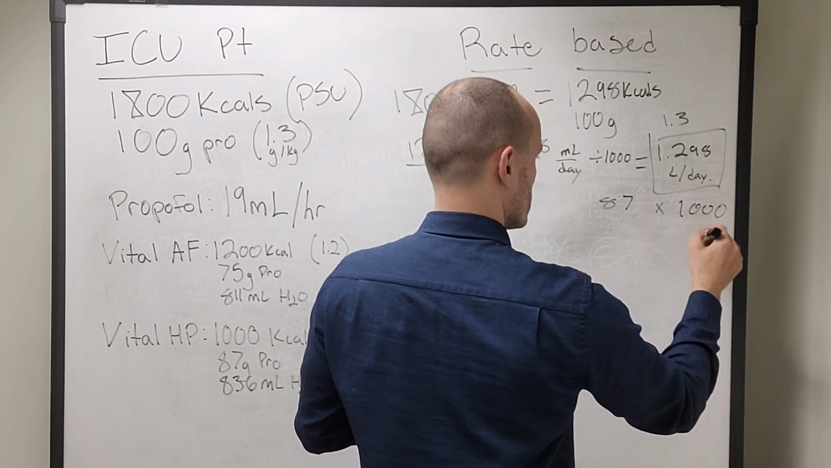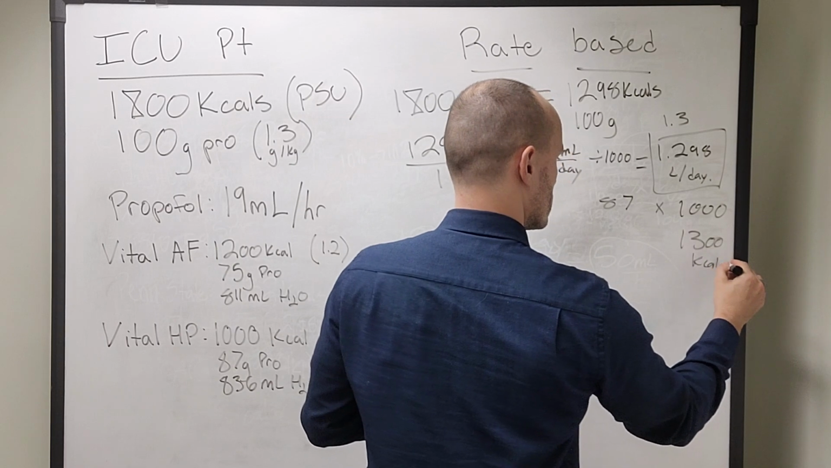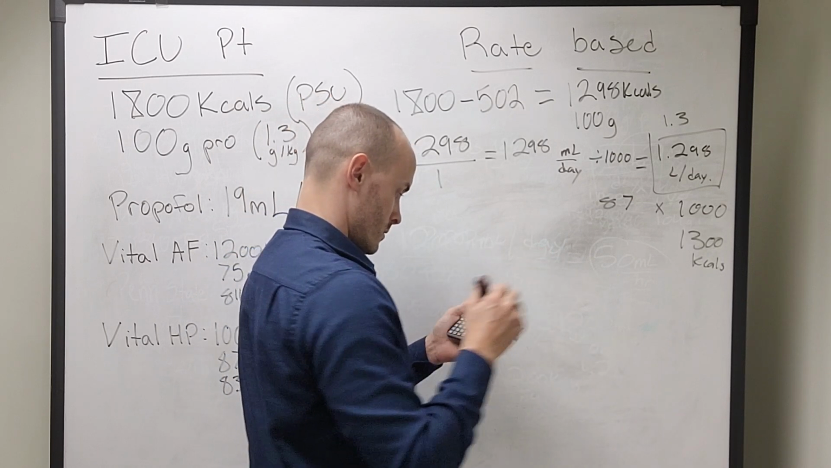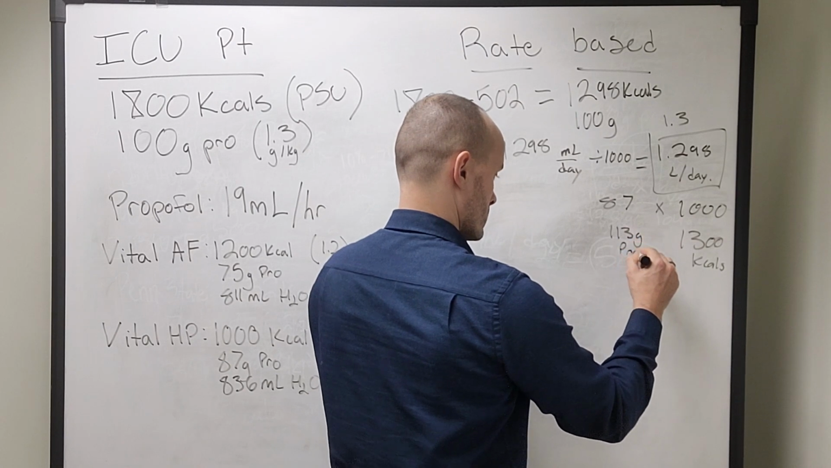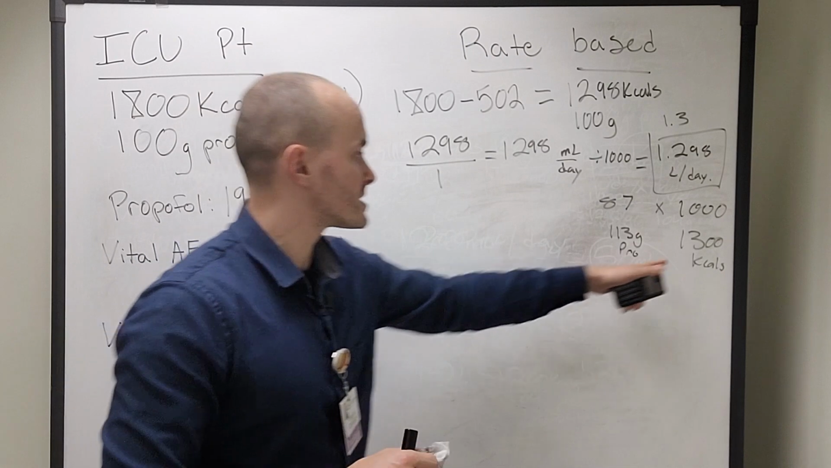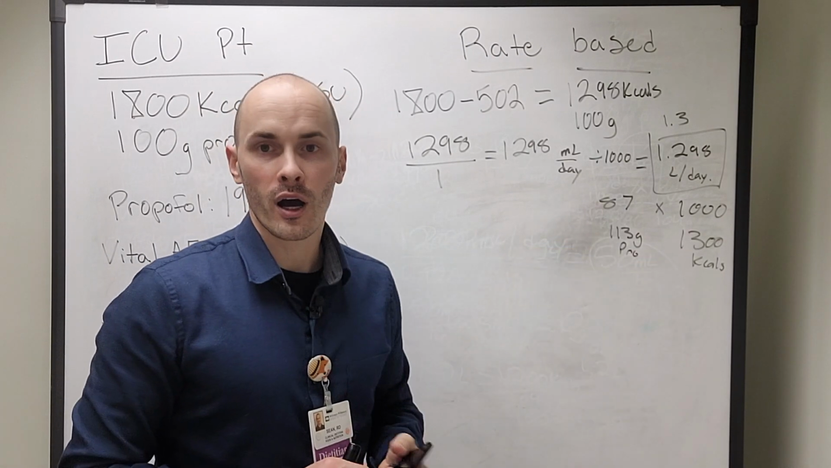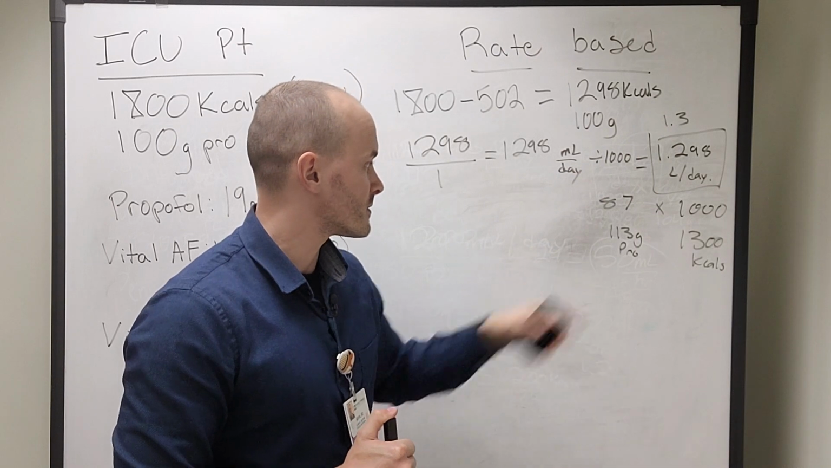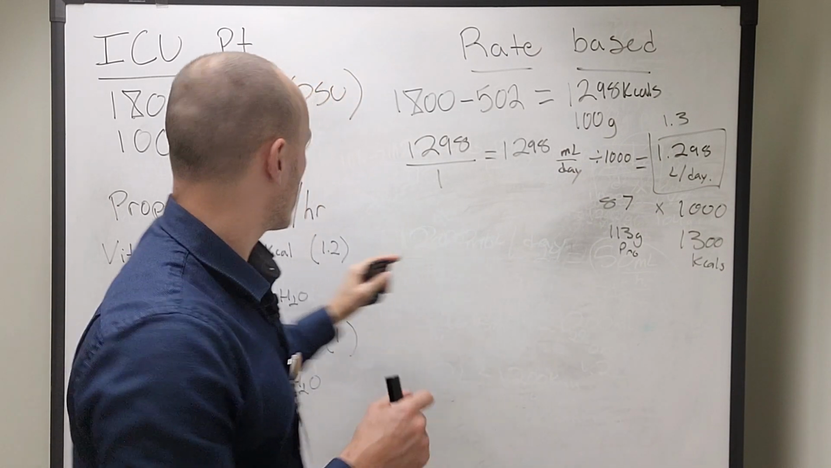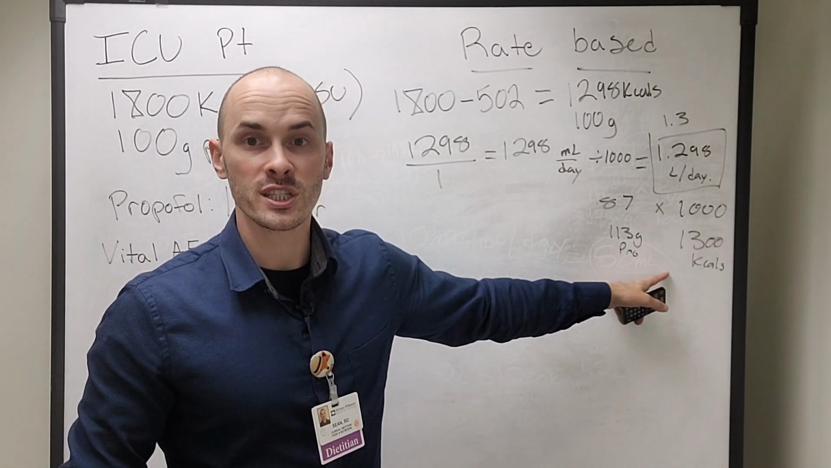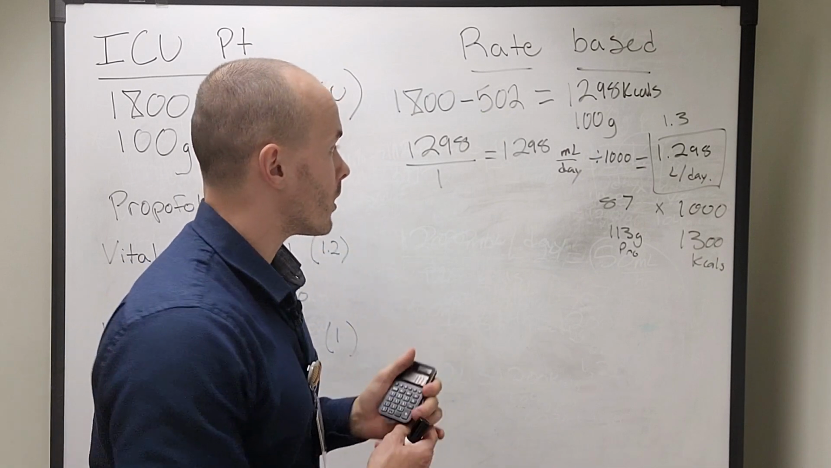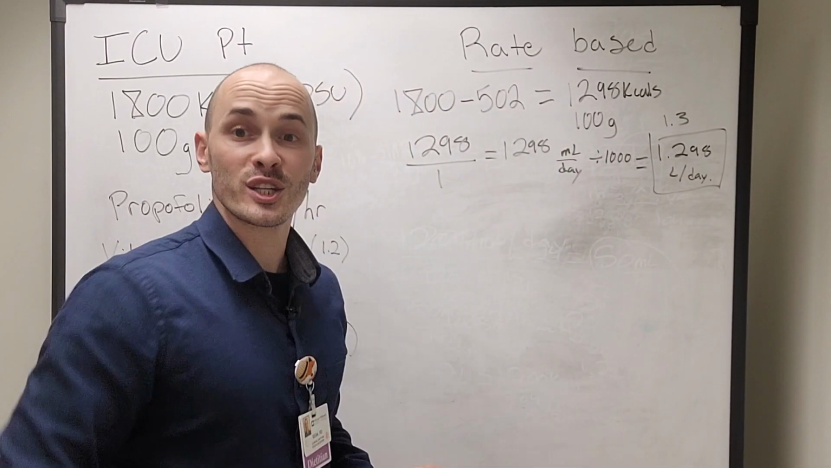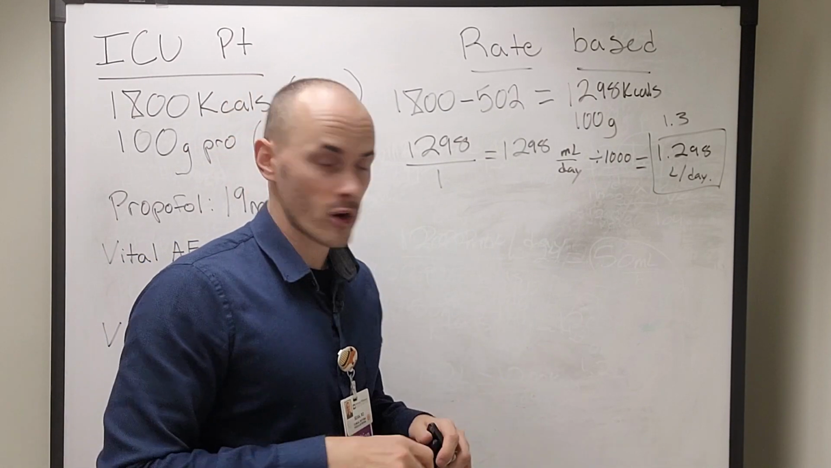We'll do this backwards here. 1.3 liters of Vital HP will give us 1,300 calories and 113 grams of protein. So 87 grams per liter times 1.3 liters per day gives us 113 grams. So I know that Vital HP will meet the patient's energy needs while also meeting their protein needs. Cool. So let's go ahead and figure out what rate this should run at. We successfully finished step 1, which is figure out what formula we should use. That's the hard part.